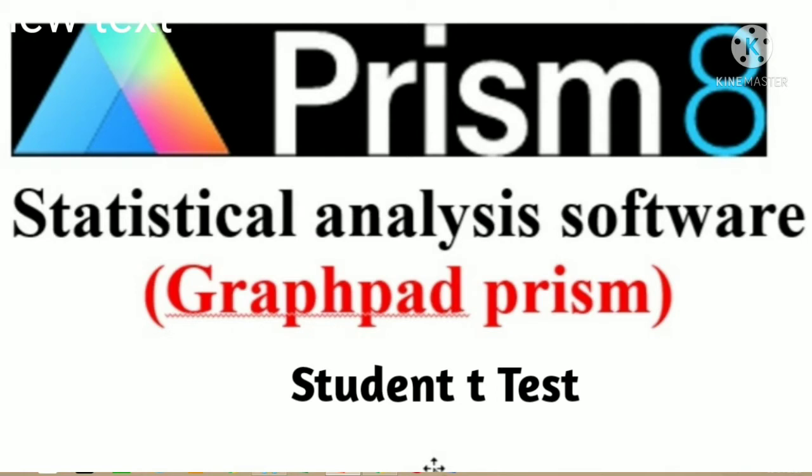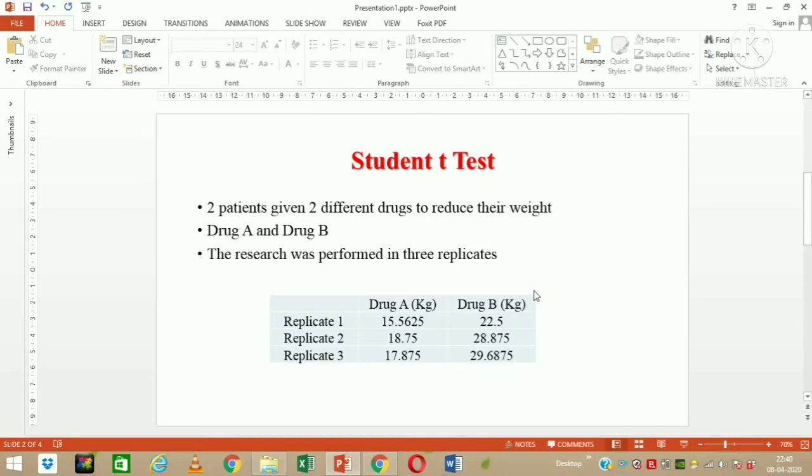Test is performed for comparing two groups. When we have more than two groups, we cannot use student t-test, and in that case we will have to use one way ANOVA. That also we will learn today. So for explaining student t-test, I am going to take one example.